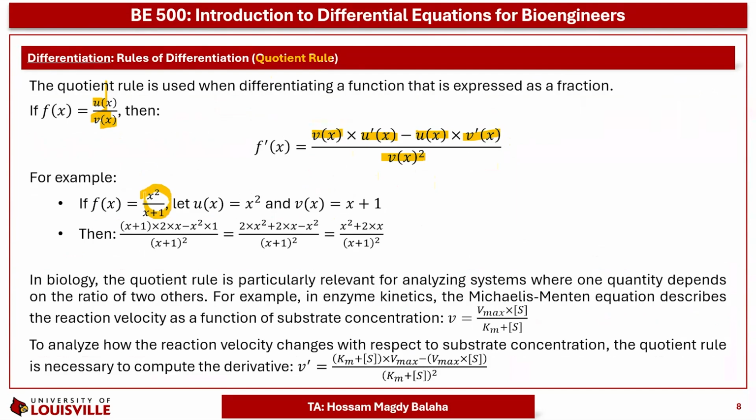So if you reflect that on f of x equals x squared over x plus 1, simply square the denominator, and in the numerator it will be the derivative of x squared, which is 2x, multiplied by v of x, which is x plus 1, minus the function x squared multiplied by the derivative of x plus 1, which is 1. Simplify: 2x multiplied by x is 2x squared, 2x multiplied by 1 is 2x, minus x squared multiplied by 1 is x squared. 2x squared minus x squared is x squared, plus 2x, divided by x plus 1 squared.